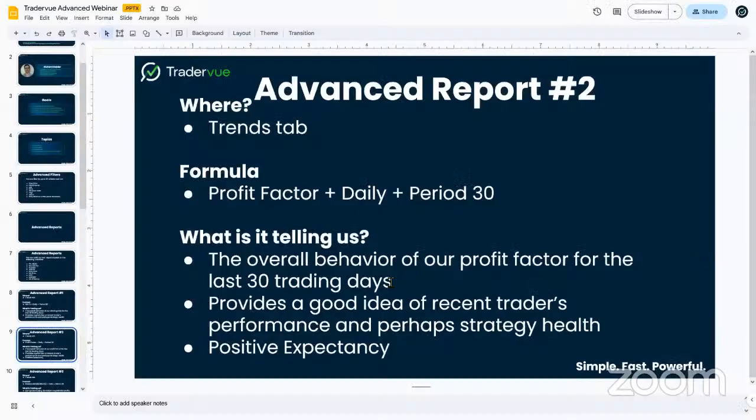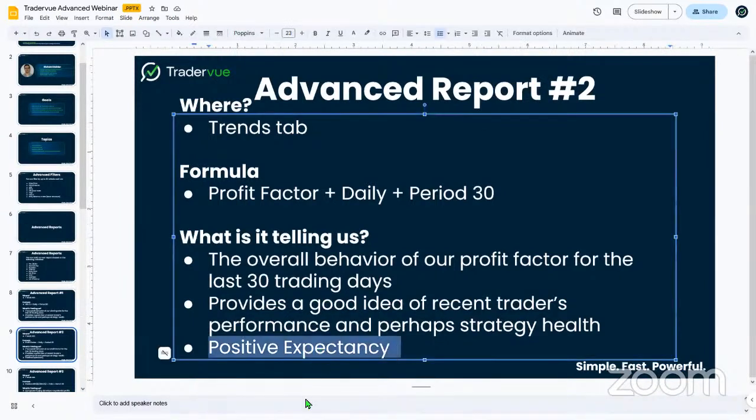If we move to the slides, profit factor, what is it telling us? The overall behavior of our profit factor for the last 30 trading days provides a good idea of a recent trader's performance and perhaps strategy health, and also positive expectancy, something that I didn't mention before. So that is advanced report number 2.